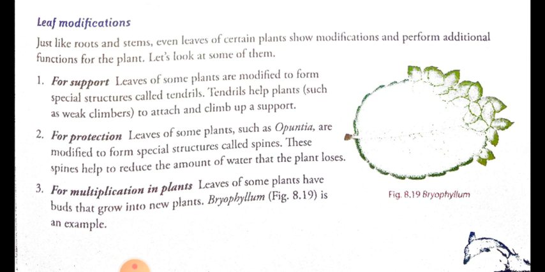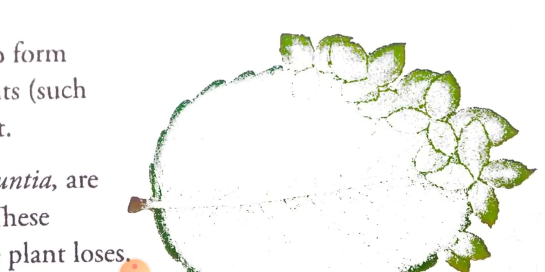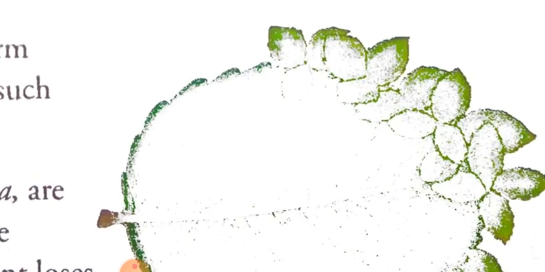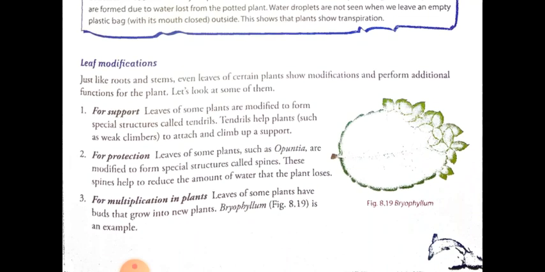Next, the leaves of some plants have buds that grow into new plants. Bryophyllum is an example. You can see in this diagram, these leaves help the plant to multiply. You can easily see the new plants growing from these leaves. Okay, clear?